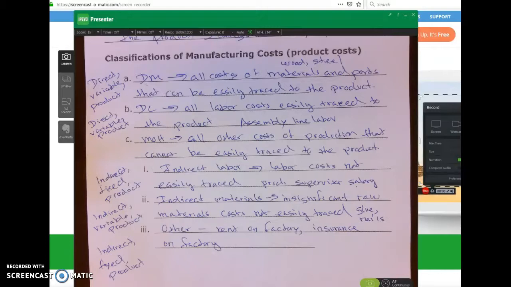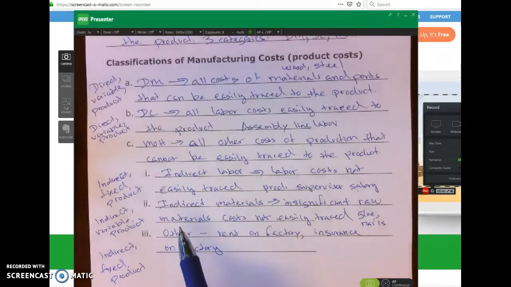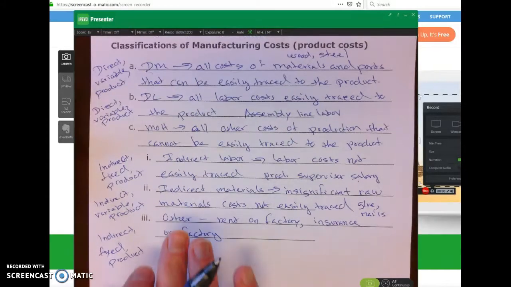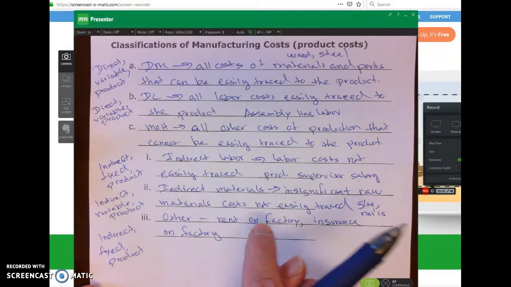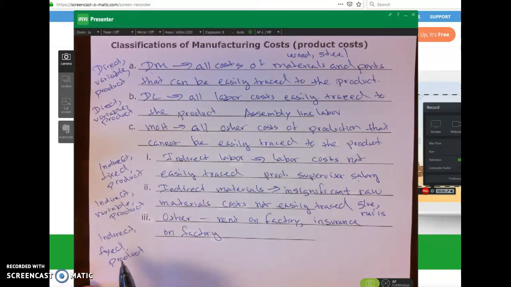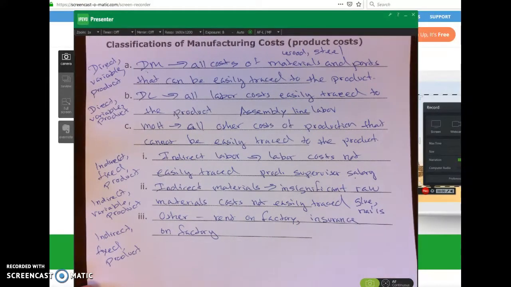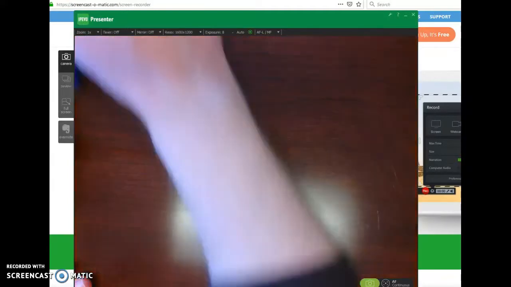Okay. So again, getting back to the example of making a table, the factory in which we make the table, the rent that we have to pay on that factory would be considered other manufacturing overhead. The insurance that we actually have to pay on that factory would be considered other manufacturing overhead. And it's considered an indirect cost because that rent and that insurance can be directly traced to the factory, but it cannot be easily traced to the products that we make. So therefore, it's considered an indirect cost because remember the cost object that we're talking about are the products that we make. Okay? So I'll go on to the next page right over here.